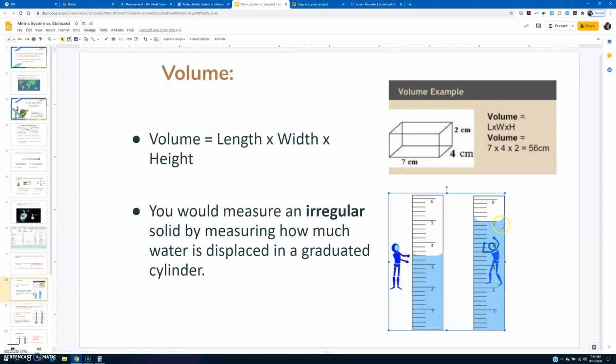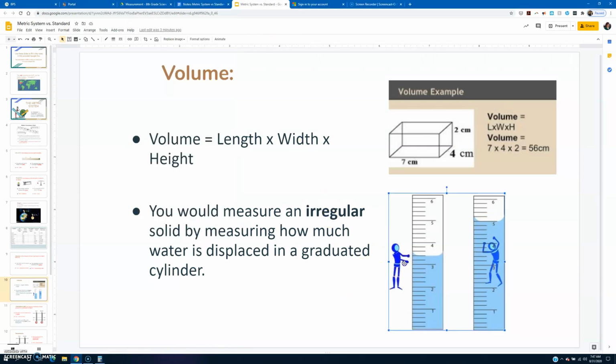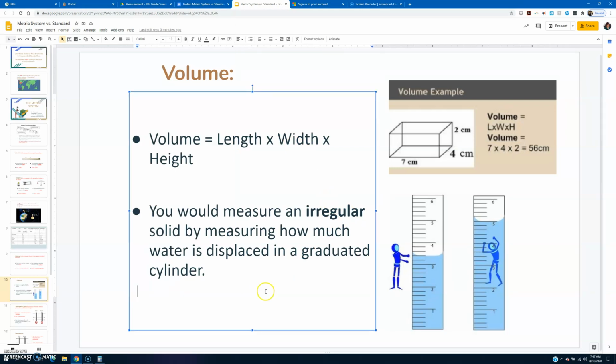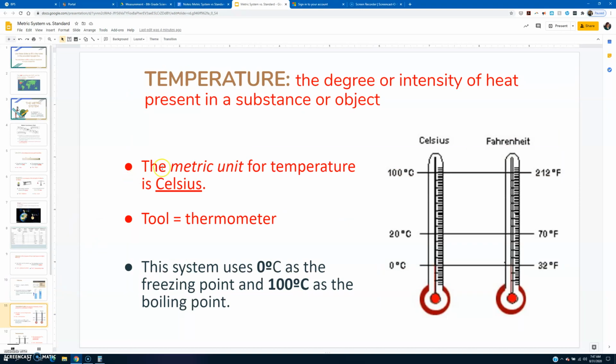But then when I drop him in, it goes up to 5. So if I do 5 minus 3.4, you get 1.6. So the little guy measures 1.6 milliliters without having to actually have dropped him in. You'll be practicing with that.